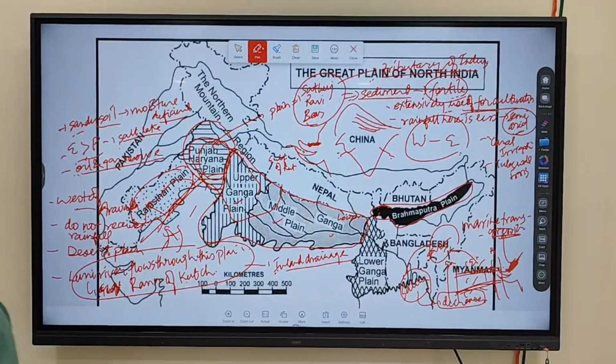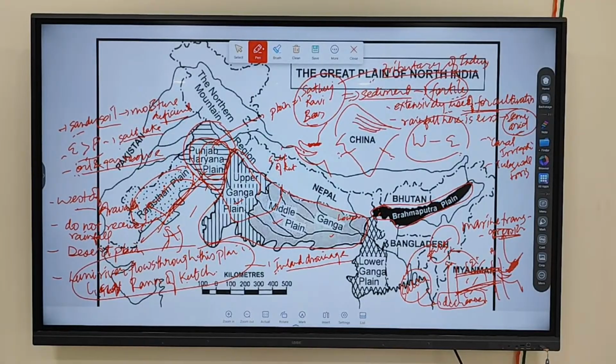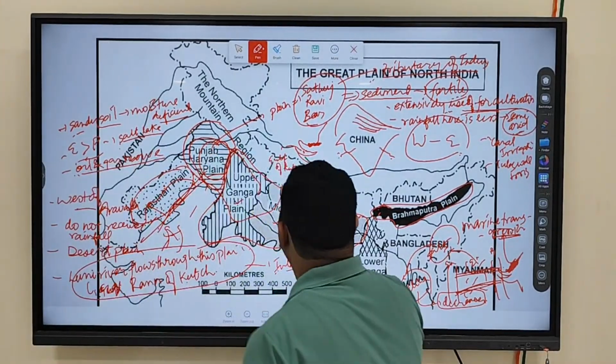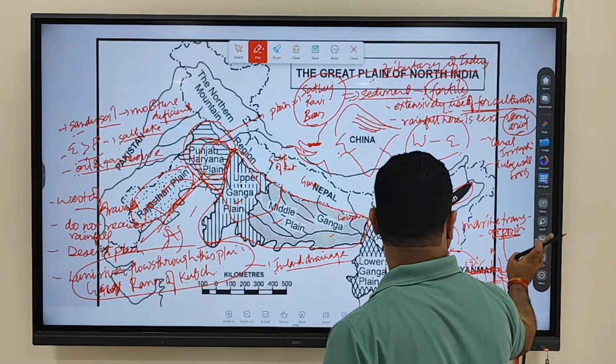So next we are moving towards the Gangetic plain, and the Gangetic plain is divided into three major parts as we discussed: upper Gangetic plain, middle Gangetic plain, and lower Gangetic plain. Clear? So the Gangetic plain is one of the most fertile plains, created due to the Ganga and its tributaries.